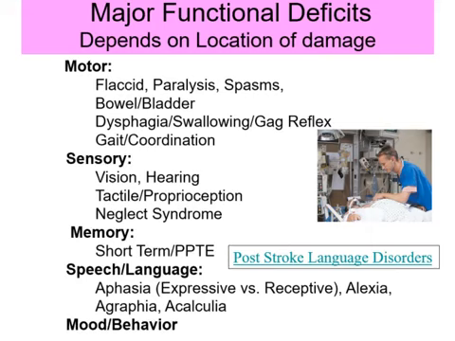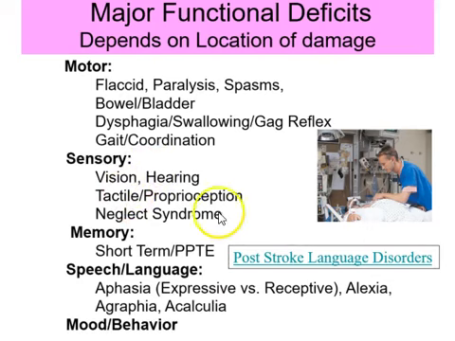Okay, so what sort of major functional deficits are we going to see? Well, it really depends on where the damage has occurred. But for motor, you could see hemiparalysis. They could be flaccid, which means they really have no movement. Could affect their bowel and bladder. Dysphagia with swallowing. Their gag reflex is impaired. Gait and coordination could be impaired.